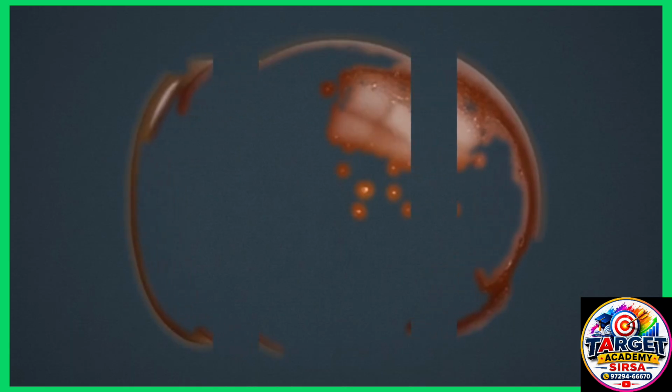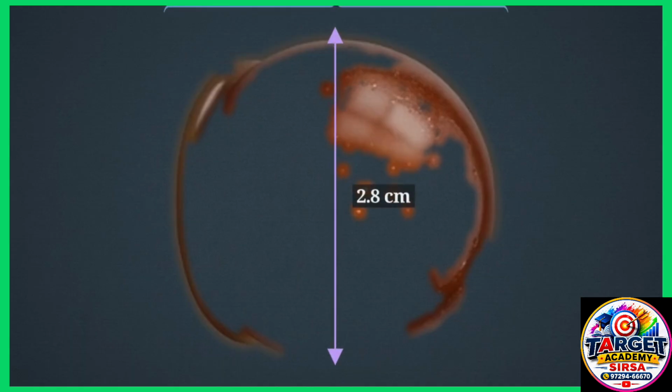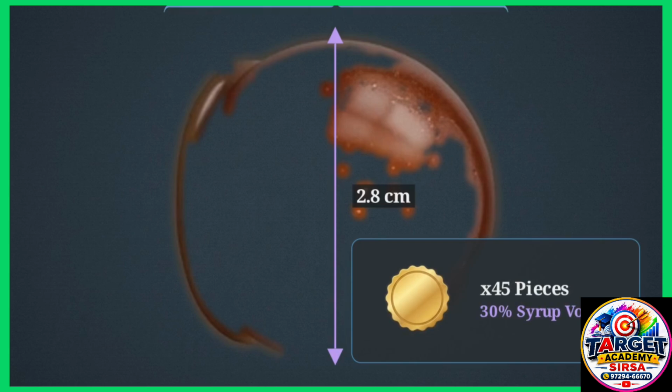This single gulab jamun is shaped like a cylinder with 2 hemispherical ends. The total length is 5 centimeters. The diameter is 2.8. We need to find the total volume of sugar syrup in 45 of these, knowing the syrup makes up 30% of the volume.